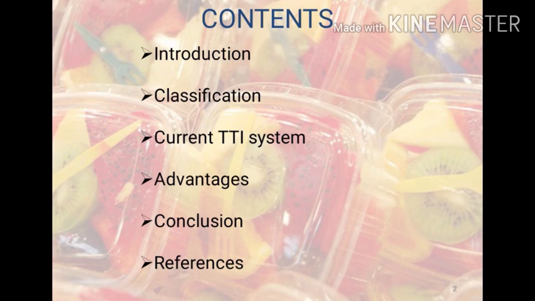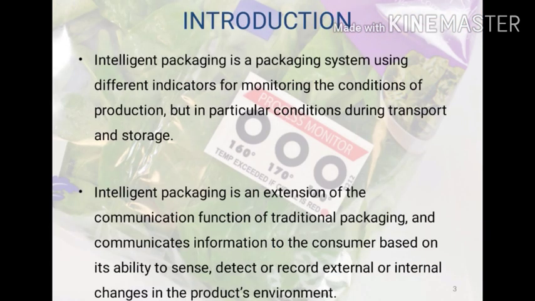Since the time temperature indicators are a part of intelligent packaging, let us start with a brief introduction about intelligent packaging. By intelligent packaging, we mean a packaging system using different indicators for monitoring the conditions of production, but in particular conditions during the transportation, distribution, and then storage of the food product. It is an extension of the communication functions of traditional packaging, and it also communicates information to the consumer based on its ability to sense, detect, or record external or internal changes in the product's environment.